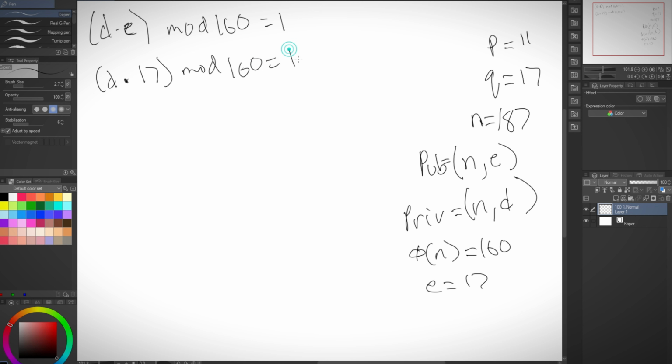So modulo is basically the remainder of something. Think in terms of long division, right? If you have 161 divided by 10, right?